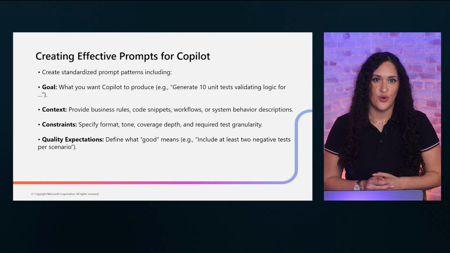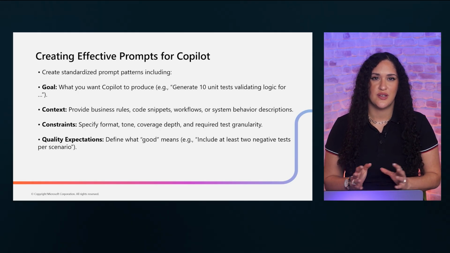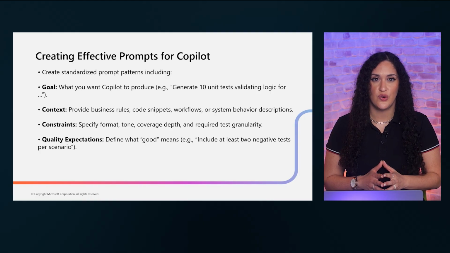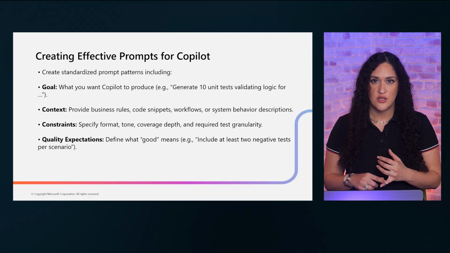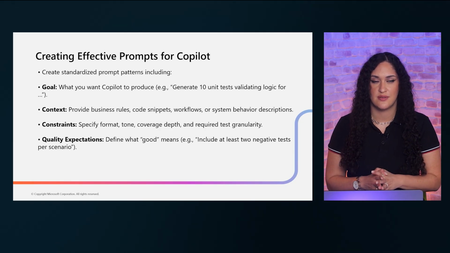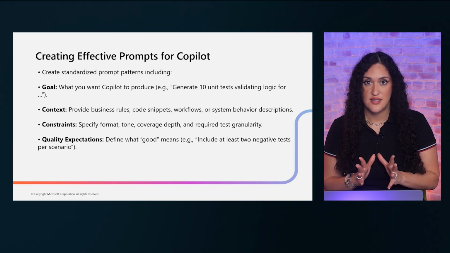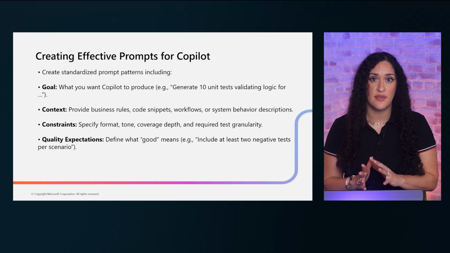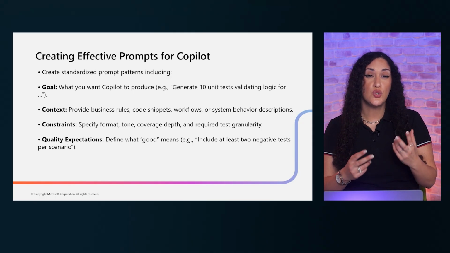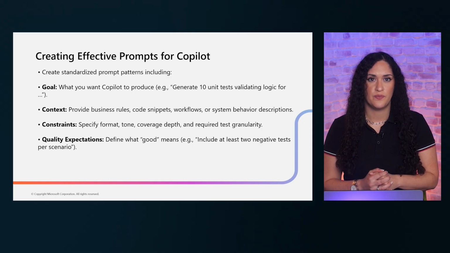Creating effective prompts for Copilot test generation follows a clear pattern. Start with the goal, tell Copilot exactly what you want, like generate 10 unit tests validating the logic for this workflow. Add context, provide business rules, code snippets, or system behavior descriptions. Specify constraints, define the format, coverage depth, and required granularity. And set quality expectations. For example, include at least 2 negative tests per scenario.